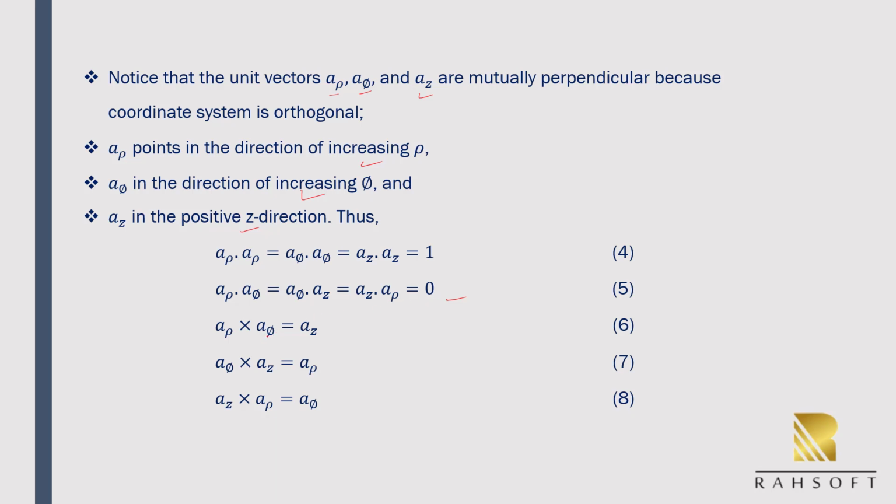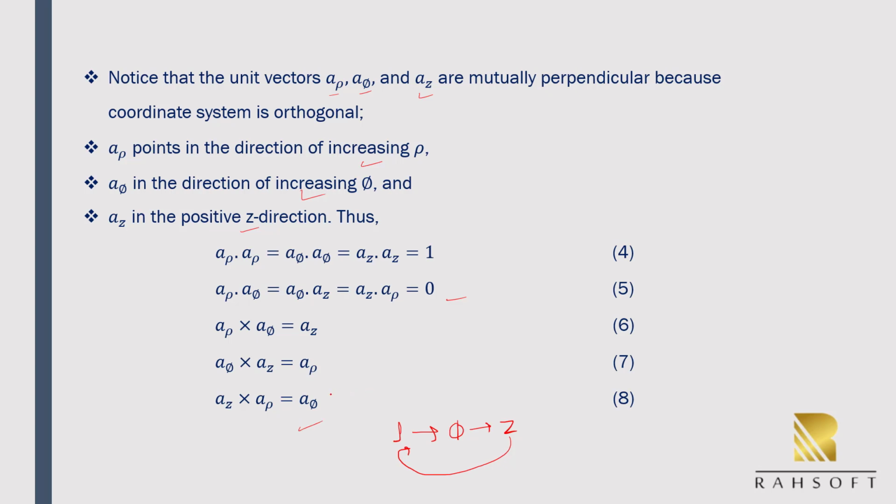In the case of the cross product, these are the cyclic terms: rho, phi, z, then the same is repeated. So a rho cross a phi is equal to a z, a phi cross a z is equal to a rho, and a z cross a rho is equal to a phi.